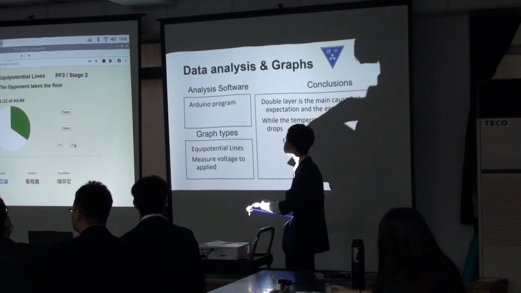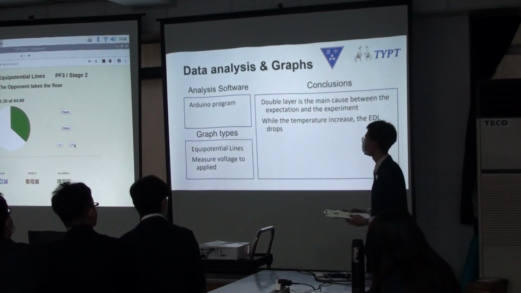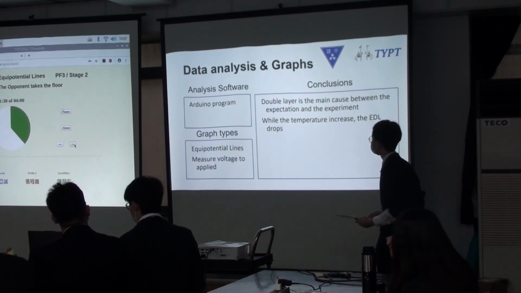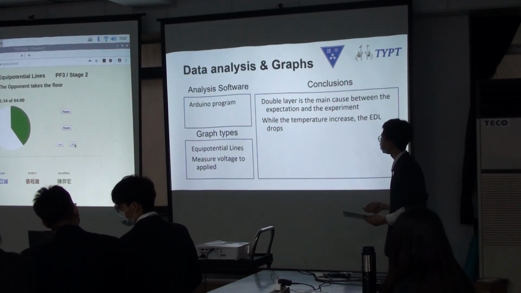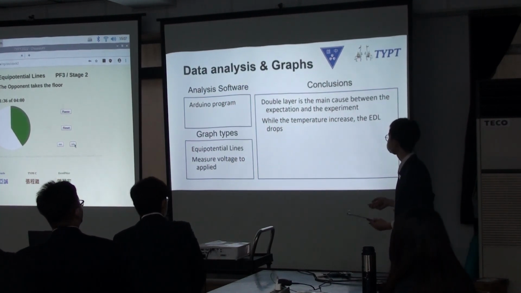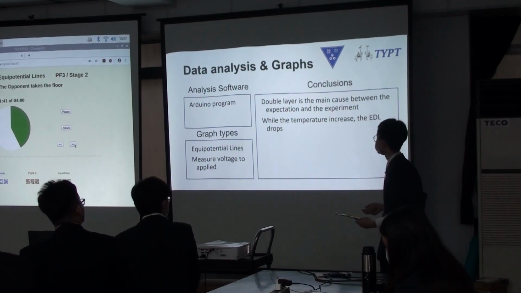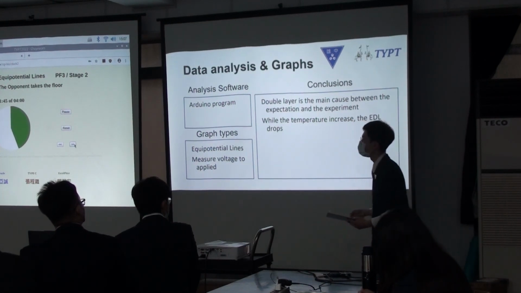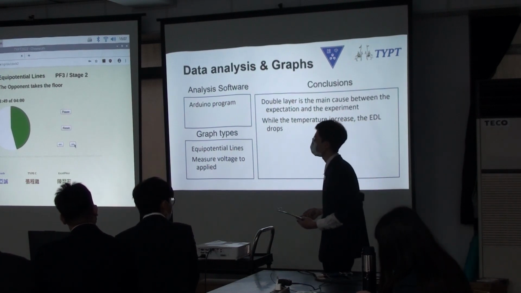And for the analysis software, he first used an Arduino program, and he also used NumPy to draw out the theoretical electric potential lines. And his conclusions were that first, the electric double layer is the main cause of the difference between the expectation and the experiment. Second, while the temperature increases, the EDL drops. And third, which was not in this conclusion, was that with a varied concentration of ions, there was also a more significant effect on EDL.